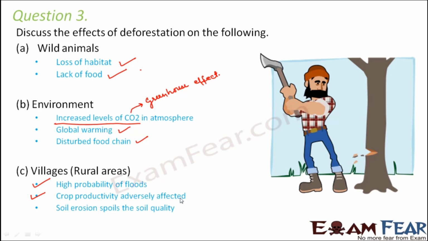Crop productivity is adversely affected because soil erosion takes place. That is, soil gets easily carried away by water. So since the soil quality is not good, soil fertility is not there, so the crop productivity is also not good.